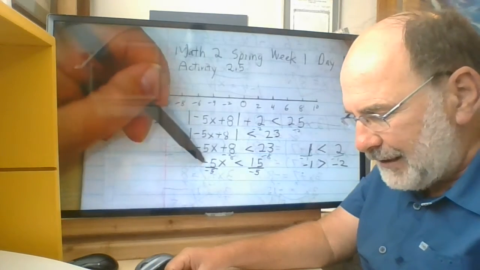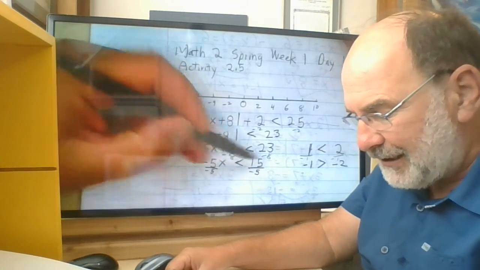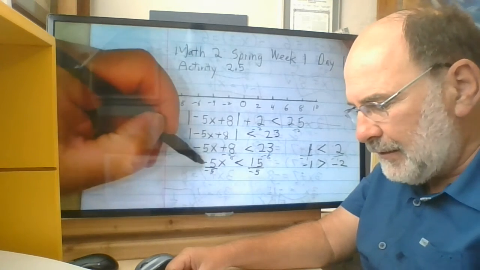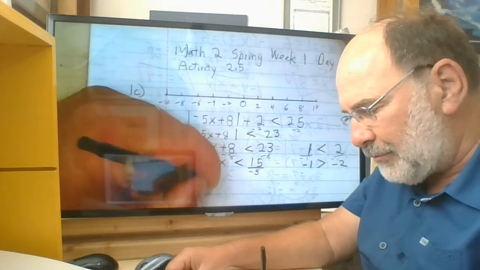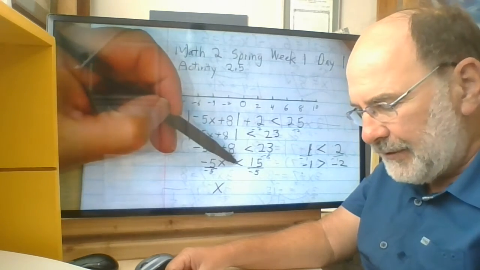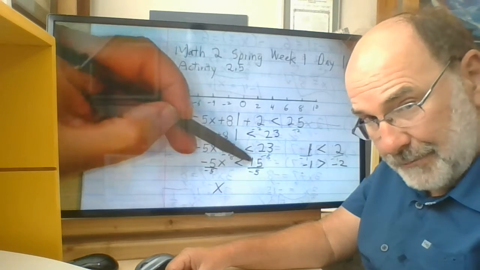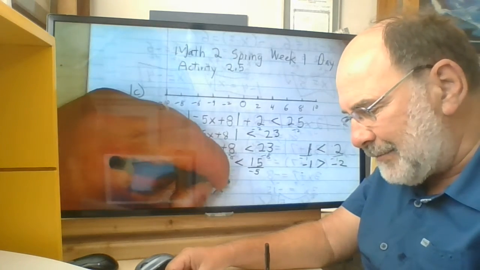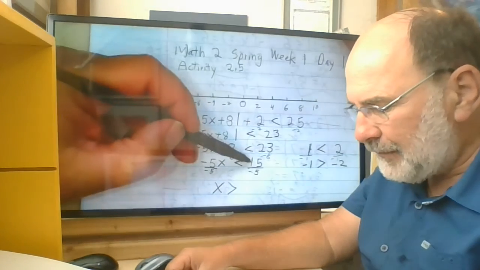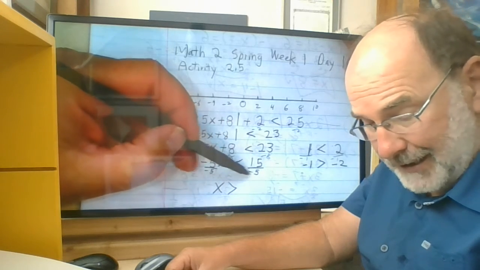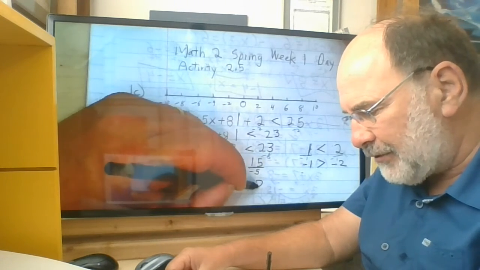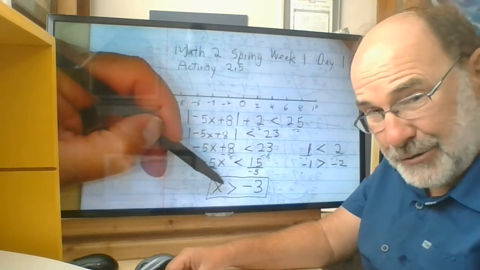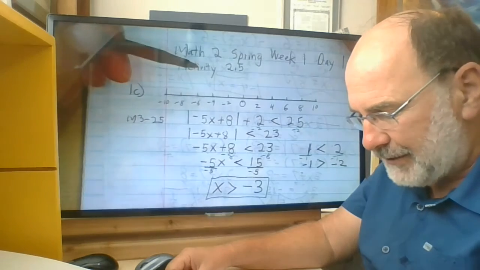So when I divide -5x is strictly less than 15 by the quantity -5, be careful. -5 divided by -5 is 1, and so we have x. The inequality is being divided by a negative number, so it flips direction. Instead of being less than, it now becomes greater than. 15 divided by -5 is -3. So my first solution is x is strictly greater than -3.